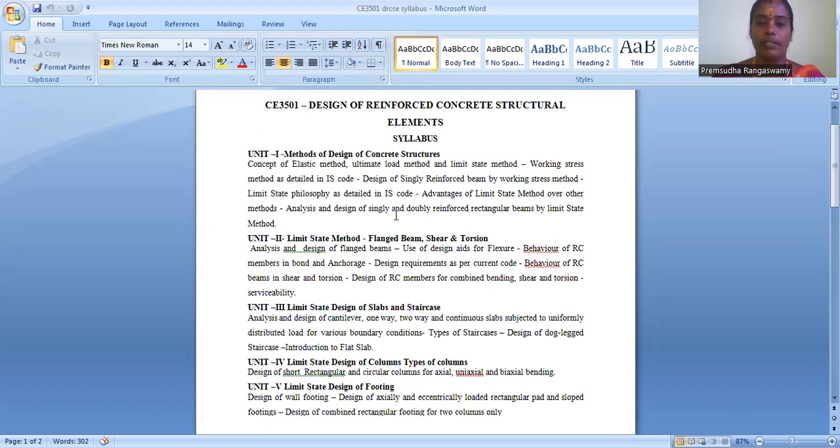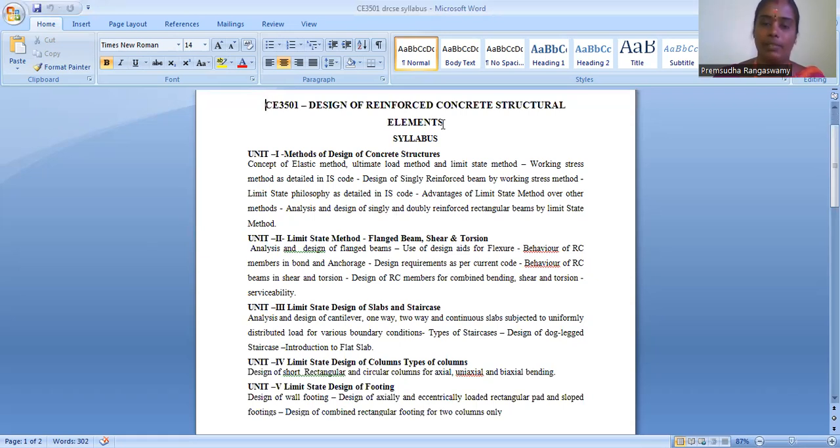What is meant by concrete? I think you are all familiar with the word concrete. What are all the ingredients of concrete? Concrete is a mixture of coarse aggregate, fine aggregate, cement, sand, and water. So what is the difference here in this subject? Design of reinforced concrete structural elements.